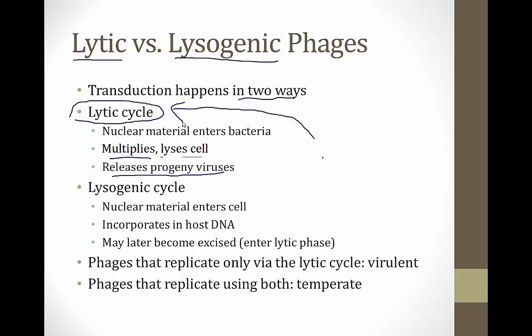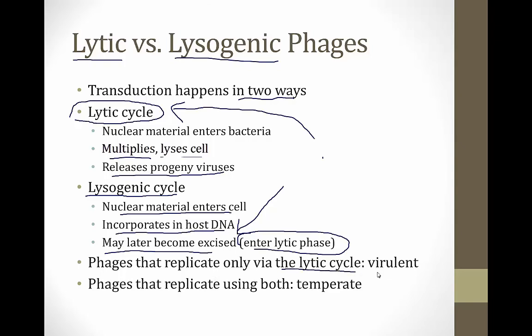The second method of transduction is called the lysogenic cycle. This is where nuclear material enters a cell from a virus but then incorporates into the host DNA. It may later become excised and then it will enter the lytic phase and it can kill that bacteria, but it also may just live inside the bacterial DNA for a long time. Phages, which remember are viruses that infect bacteria, that replicate only via the lytic cycle are called virulent phages. Phages that replicate using both the lytic and lysogenic cycle are called temperate phages.